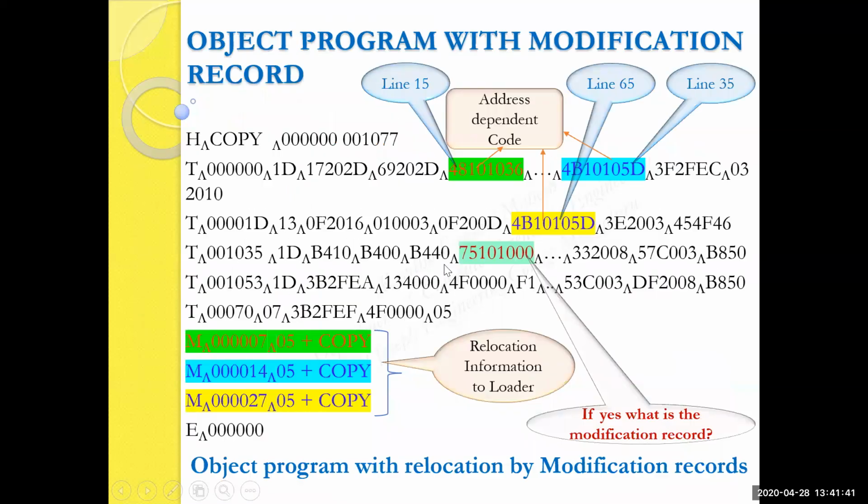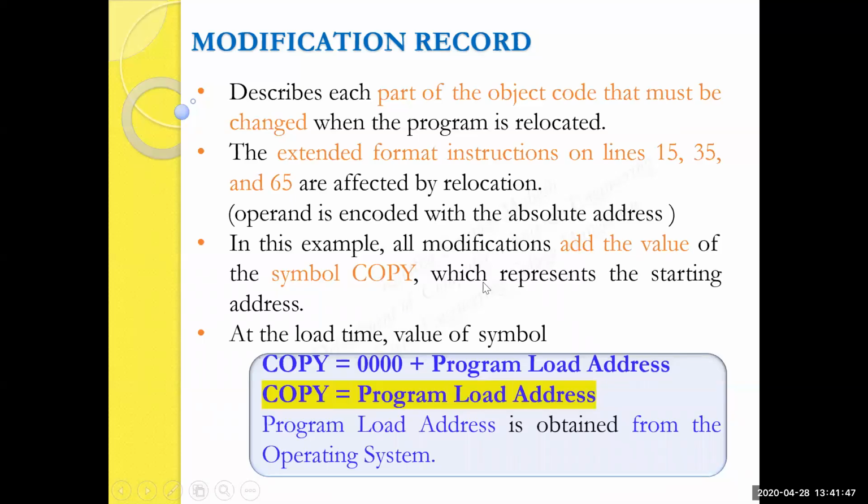And also we have seen that the modification record says that we have to add the value of the symbol copy, which corresponds to the starting address of the program. At assembly time, copy has a relative address 0. So the actual value associated with copy will be known only at load time. So at load time, the value for the symbol copy will be the relative address 0.